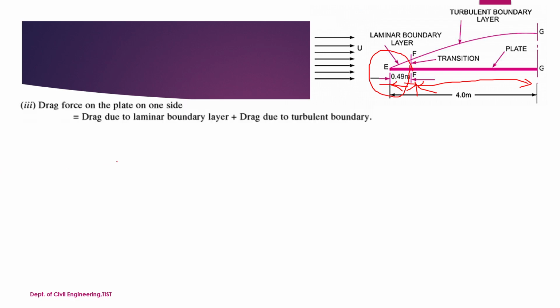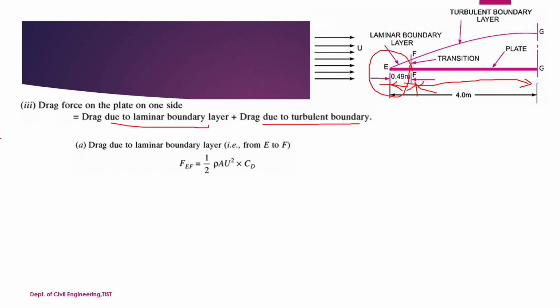First, we can directly find out the drag force in region EF because it is starting from thickness 0. So, you can directly get that. As I told you, drag force is equal to drag force due to laminar boundary layer plus drag force due to turbulent boundary layer. There is some problem in finding out this, but this thing we can easily find out. So we'll find out the drag force due to laminar boundary layer. You can easily use this equation. Just find out the area.